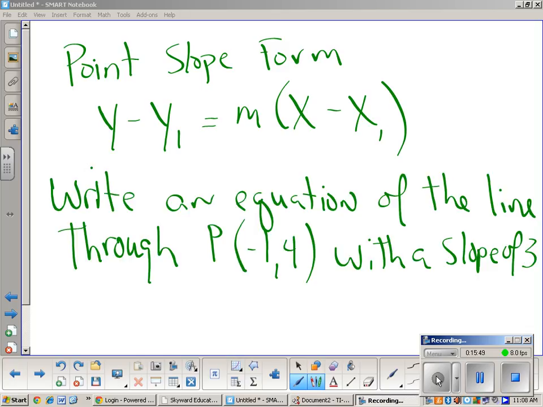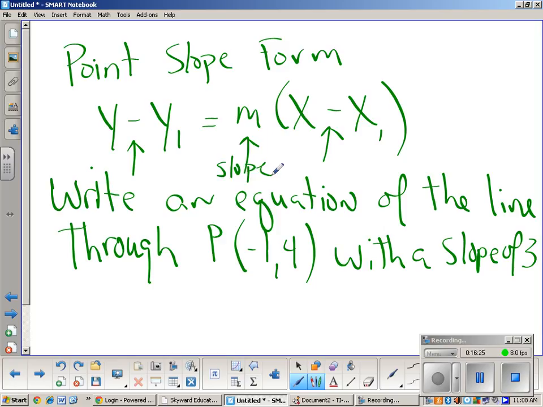Okay, right there. We're gonna go ahead and write an equation using point slope form of a line through point P, which is (-1, 4), with a slope of 3. So if we've been given a point and a slope, we can remember to use point slope form. Remember, this minus sign is always here, this minus sign is always here, okay? And that'll play a good role on this. And m right here is always our slope.